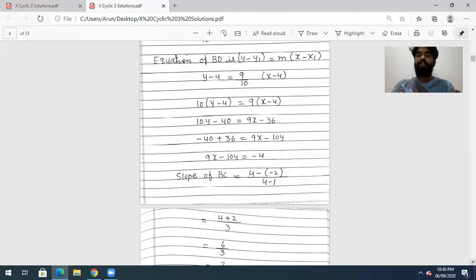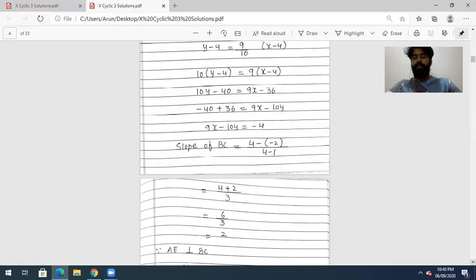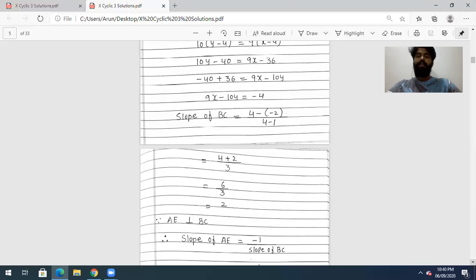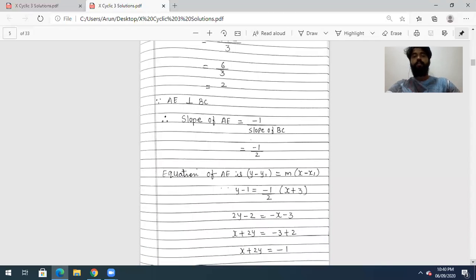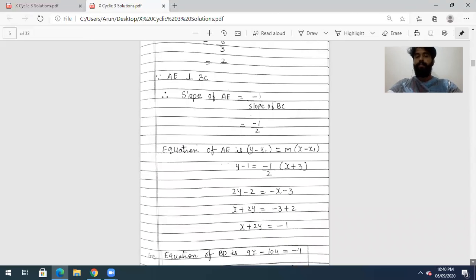So to get the slope of the altitude, we will first calculate slope of BC, y2 minus y1 upon x2 minus x1. So 4 minus minus 2 upon 4 minus 1. So we have 4 plus 2 upon 3, which is 6 by 3, which is equal to 2. Since AE is perpendicular to BC, slope of AE would be negative reciprocal of BC. So we have slope of AE is equal to minus 1 by 2.